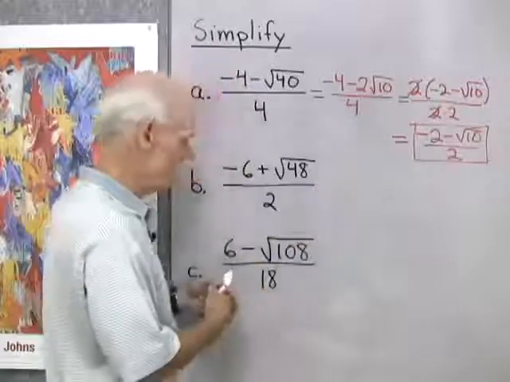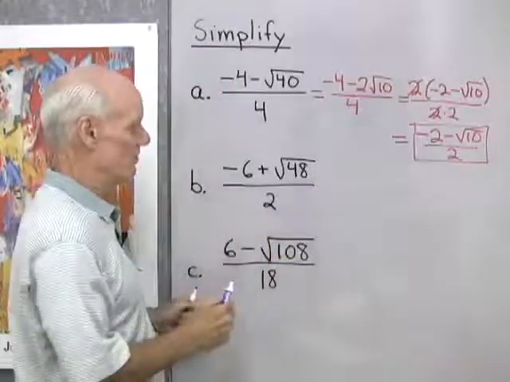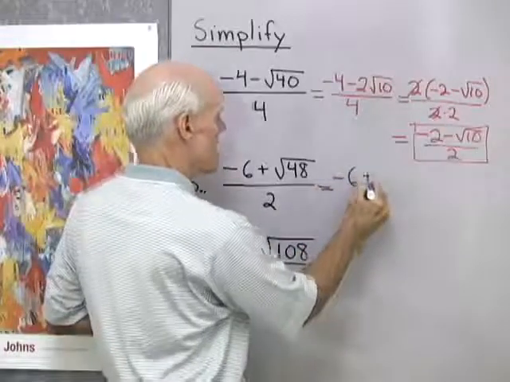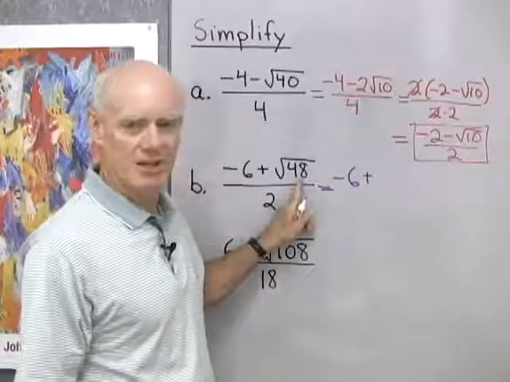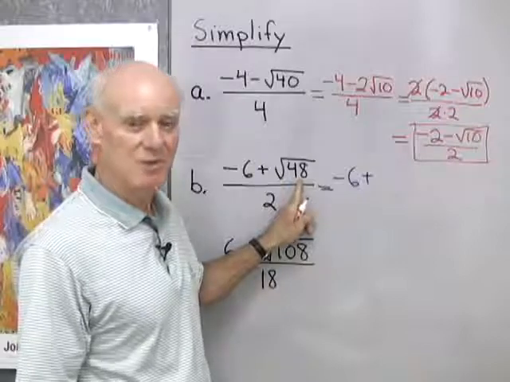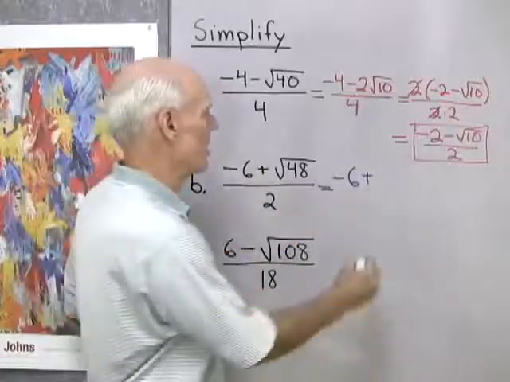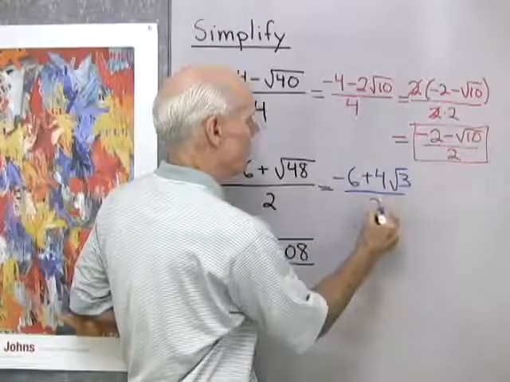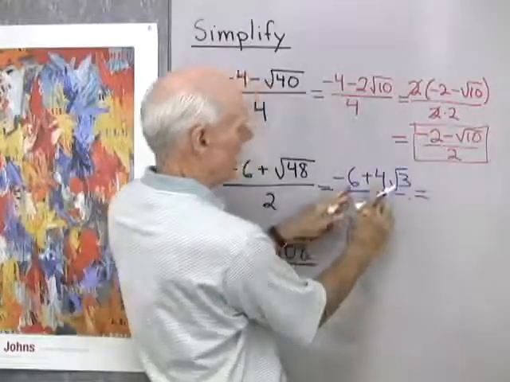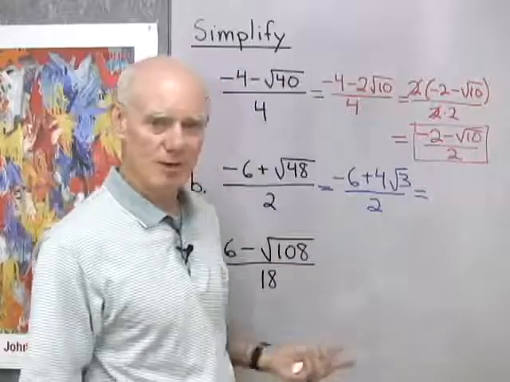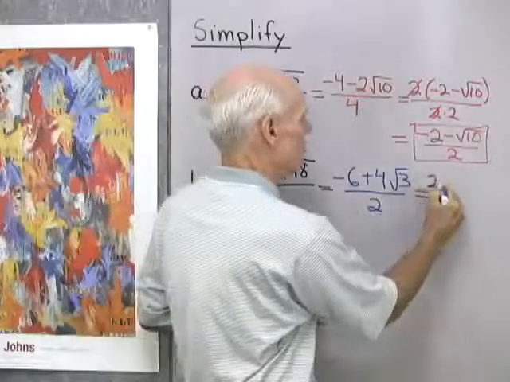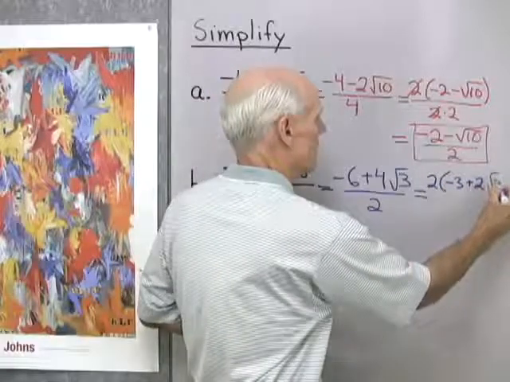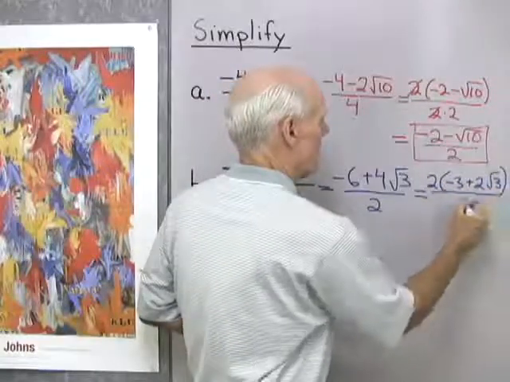Okay, here's another problem. I have negative 6 plus square root 48 over 2. So that would be negative 6 plus, okay, 48 is going to be 16 times 3. Square root 16 will be 4, so I'm going to have 4 square root 3, all divided by 2. I see I have a common factor of 2 in the numerator. I'll factor that out. 2 times negative 3 plus 2 square root 3, all divided by 2.